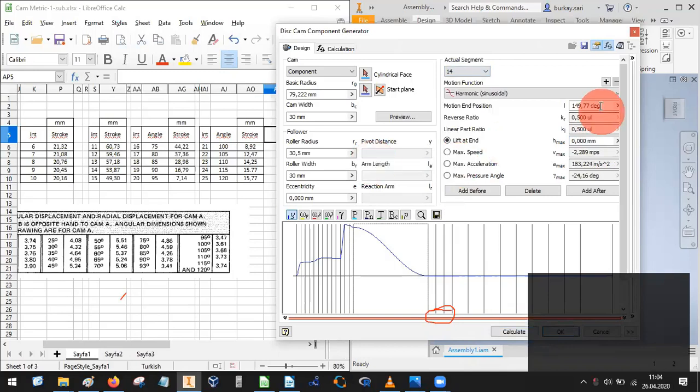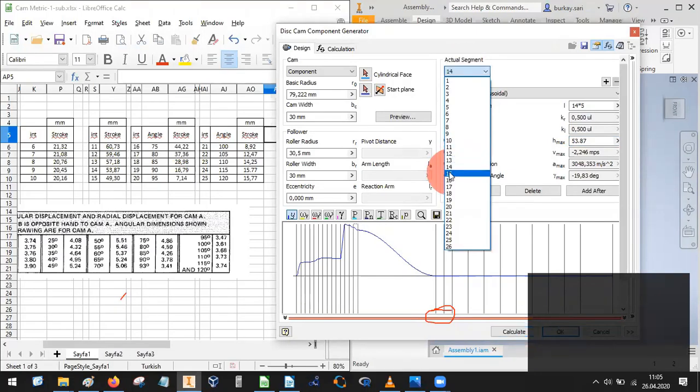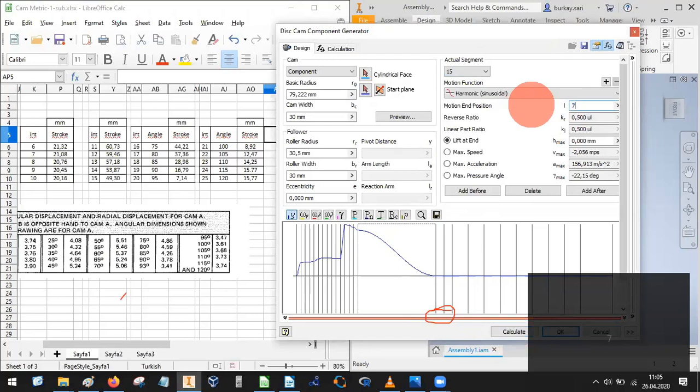14, which is 14 times 5. And I will just add 53.80. I hit the calculate. 15, it is 75 degrees. And at this point, we have 49.3 stroke.